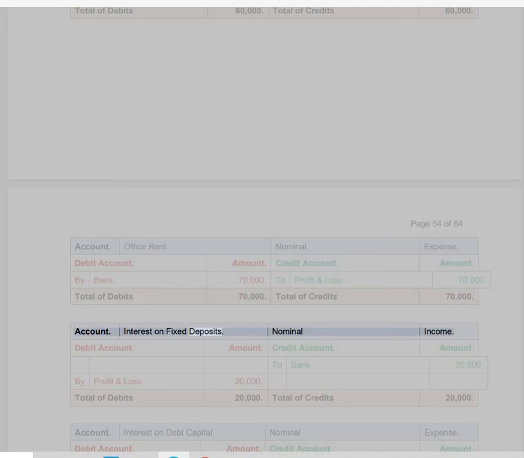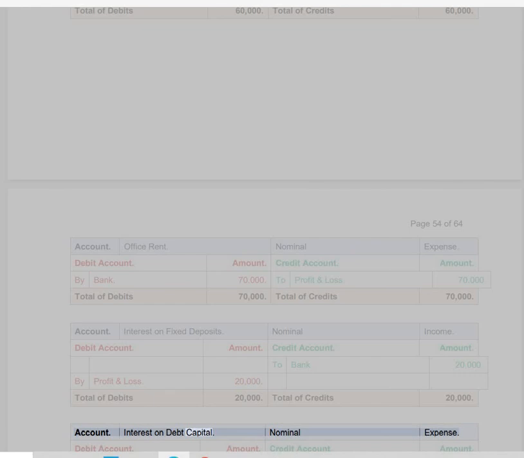Account: interest on fixed deposits. Nominal income. Debit account, amount. Credit account, amount. To bank, 20,000, by profit and loss, 20,000. Total of debits 20,000. Total of credits 20,000.